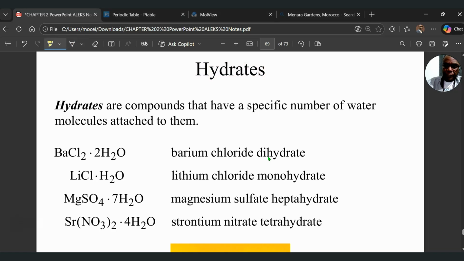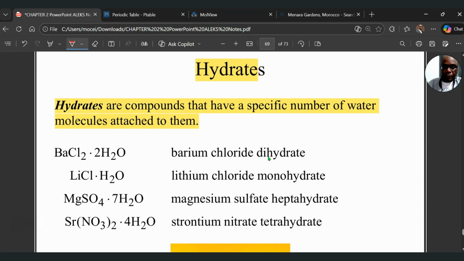Now let's introduce hydrates. When you say something is hydrated, it means that it's full of water, right? So hydrates are compounds that have a specific number of water molecules attached to them, and those water molecules can be removed by heating. The first hydrate I'm showing you is barium chloride dihydrate. The two gives us the prefix part of the hydrate, dihydrate, two water molecules. The dot there shows us that this compound is a hydrate. Barium chloride contains the water.